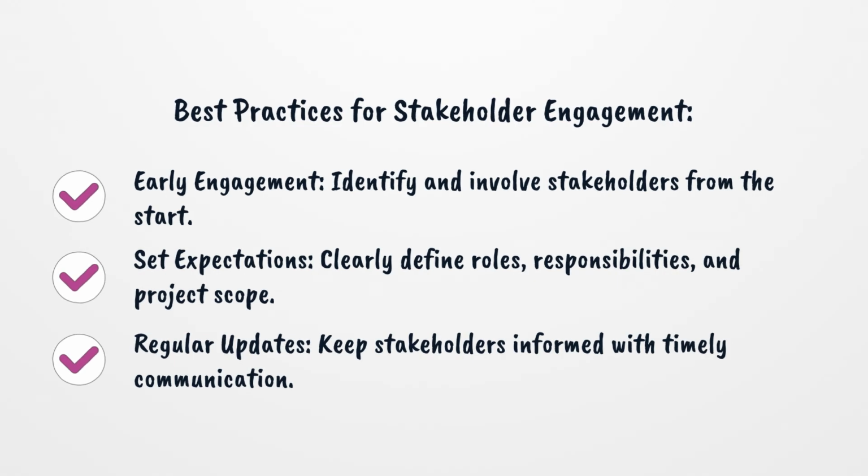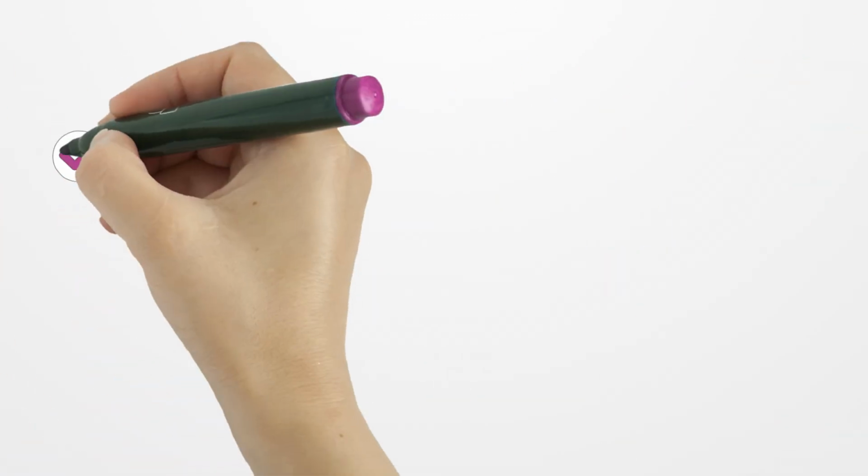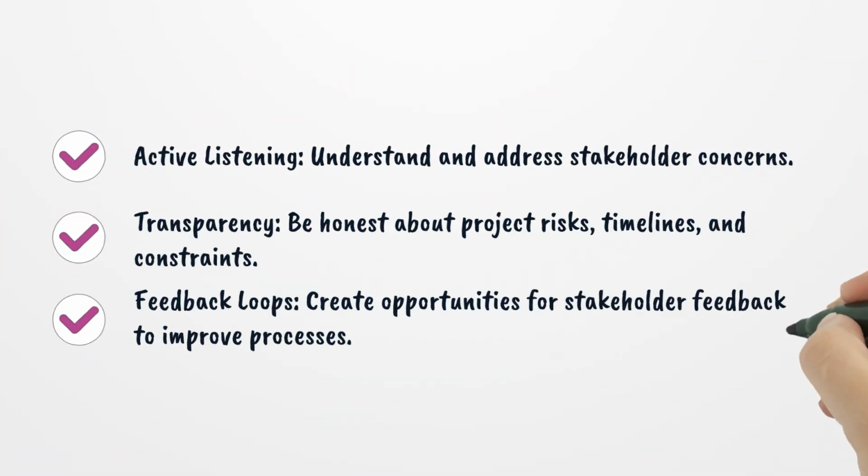Regular updates. Keep stakeholders informed with timely communication. Active listening. Understand and address stakeholder concerns. Transparency. Be honest about project risks, timelines, and constraints. Feedback loops. Create opportunities for stakeholder feedback to improve processes.